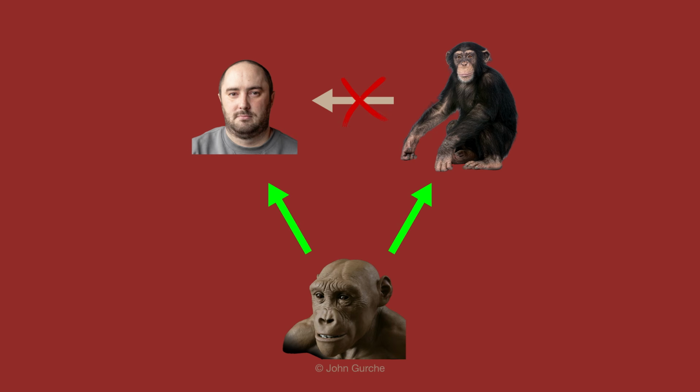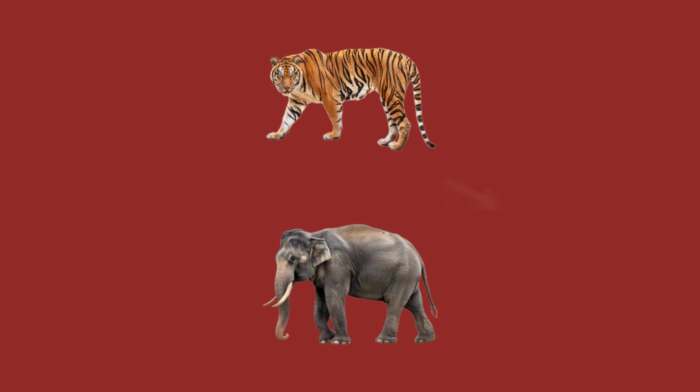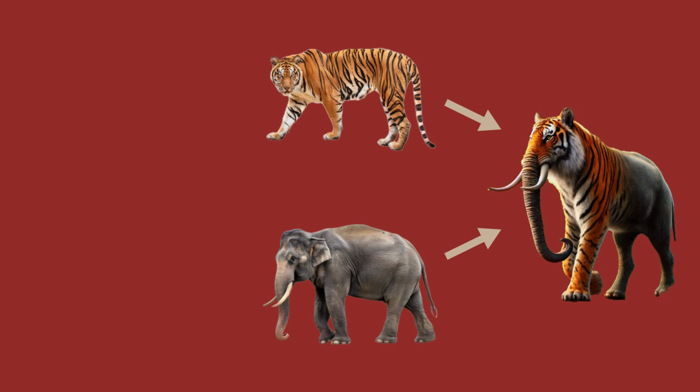Another thing that creationists like to say is, if one species can evolve into another species, take, for example, a tiger and an elephant, how come we've never found a fossil of a half-tiger, half-elephant species? Again, this boils down to a misunderstanding of how evolution works.